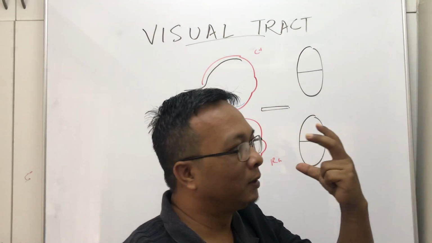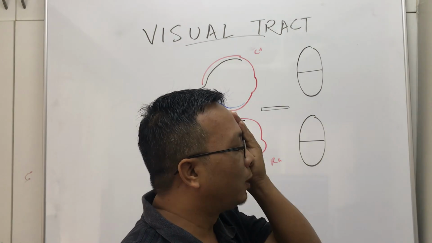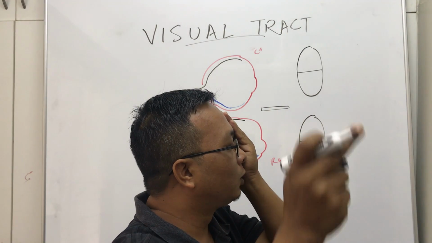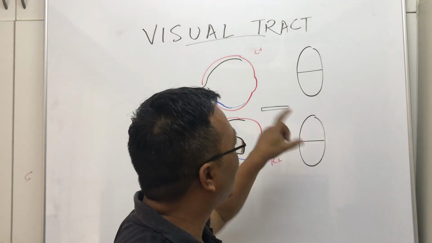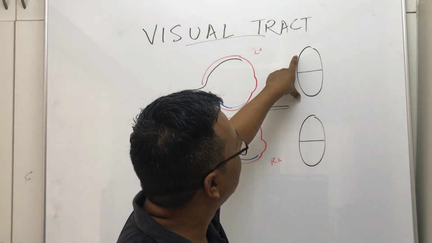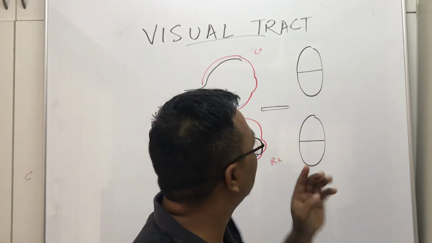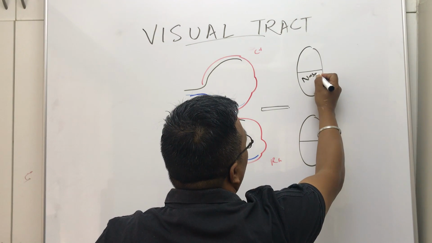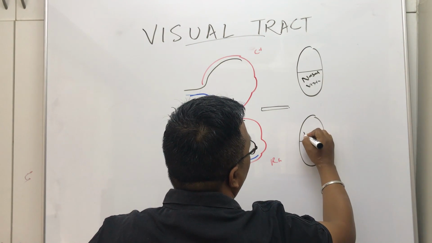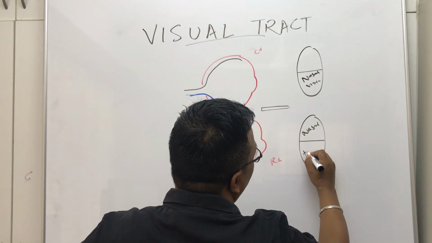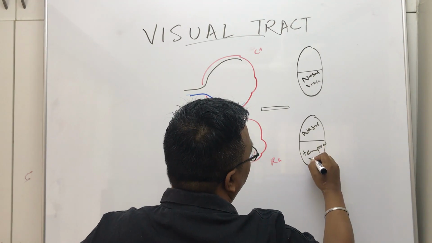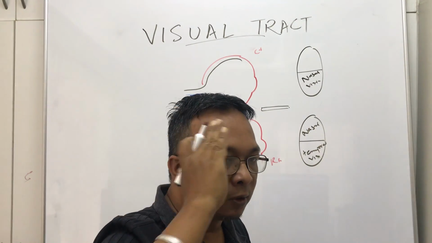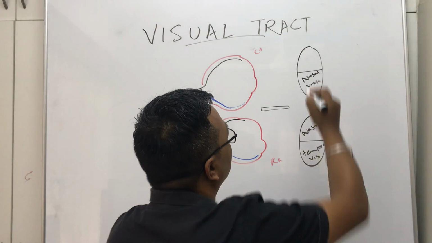Let's make your field of vision. Whatever I am seeing, suppose I close one eye. How much field am I looking at? How much vision am I looking at? This is the vision of the right eye. This is the vision of the left eye. Towards the nose, this center is the nose, this is called nasal vision, and this is temporal vision. Temporal means towards the temporal bone or temporal lobe. This is the temporal vision.